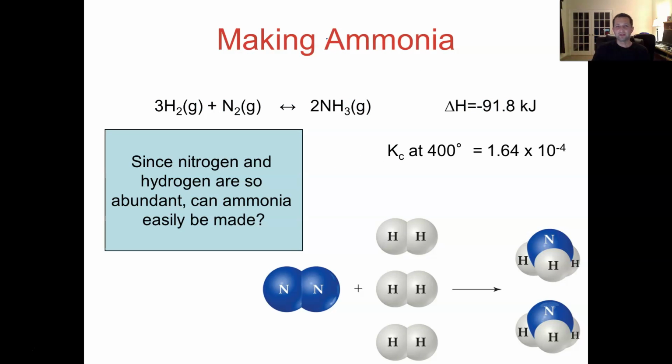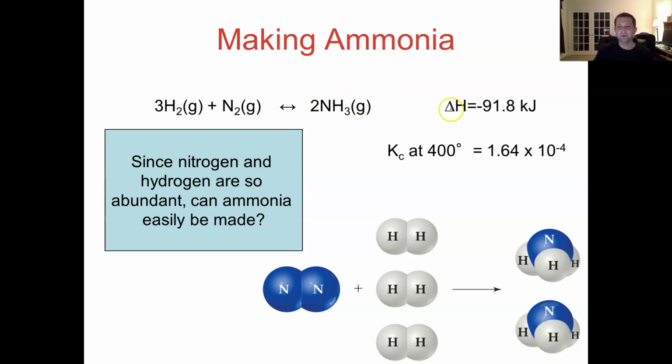Okay, last part of this. I could kind of skip over this, but I think it's really, really cool. I'll try to go through it quickly because this is a longer lesson, and I'm aware of that. But it's actually the last big lesson for this unit. Making ammonia is an equilibrium system. So you have H2 plus N2 yields 2NH3 gas. Nitrogen and hydrogen are abundant. Can ammonia easily be made?